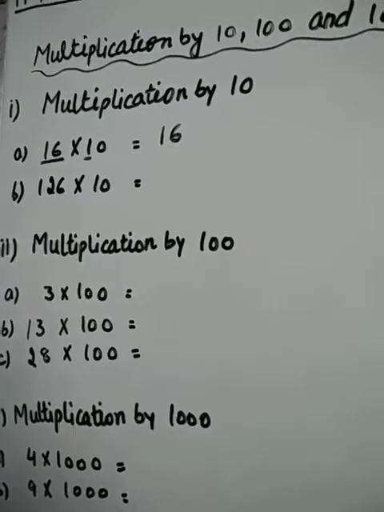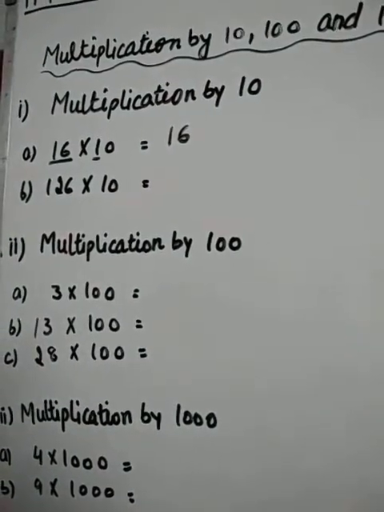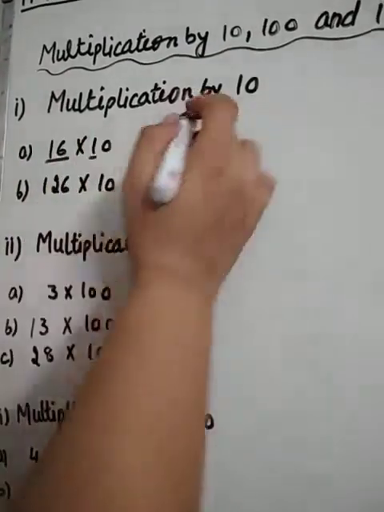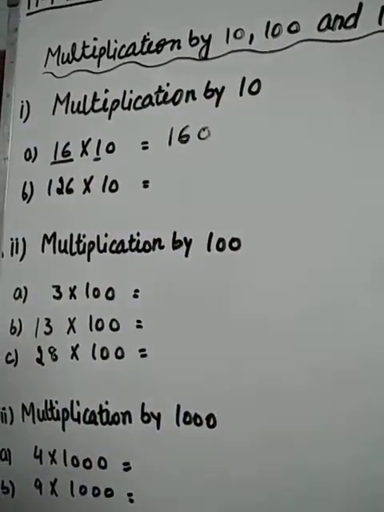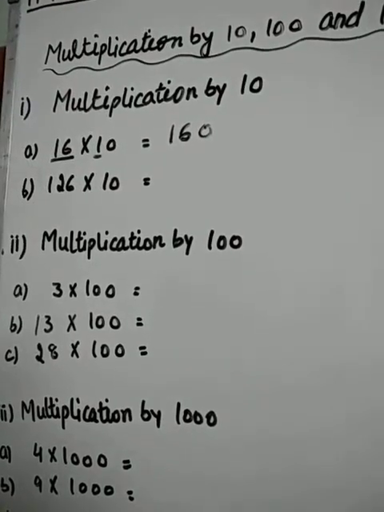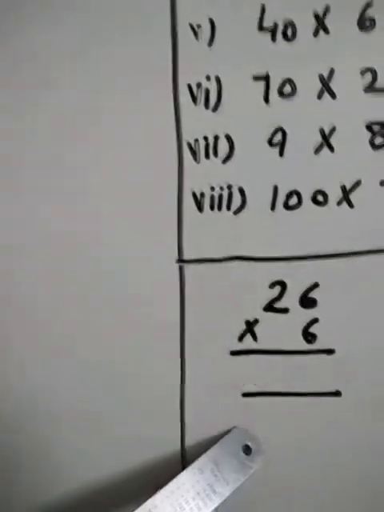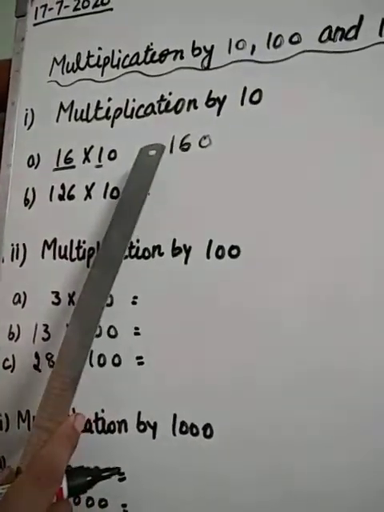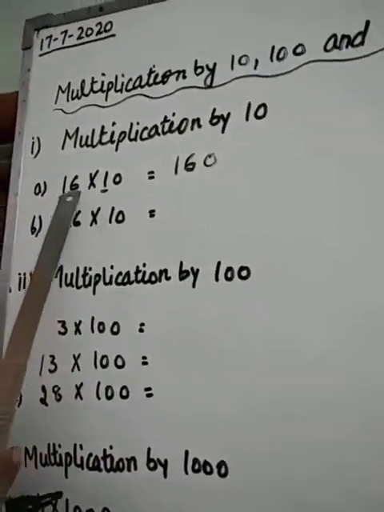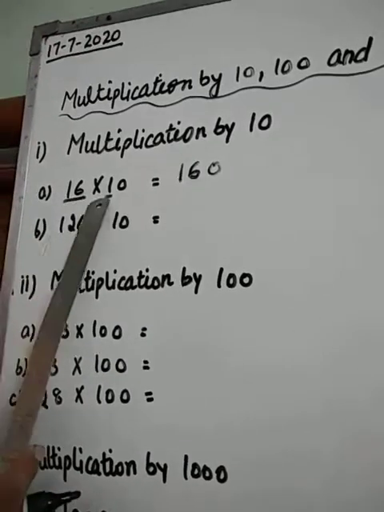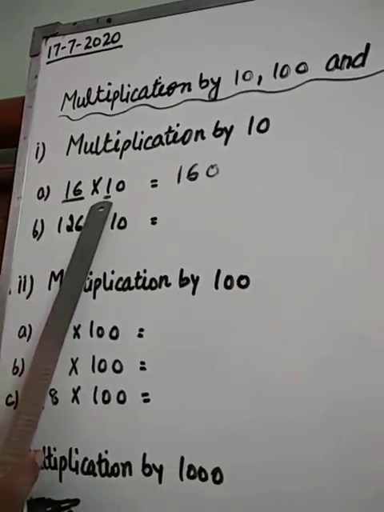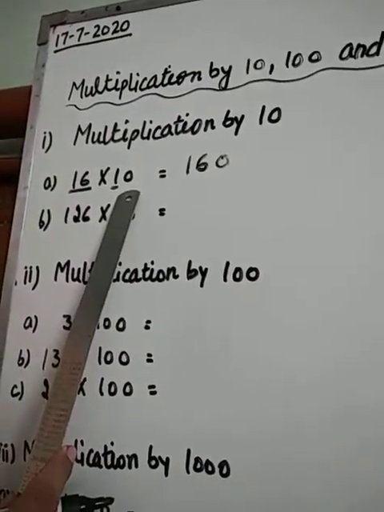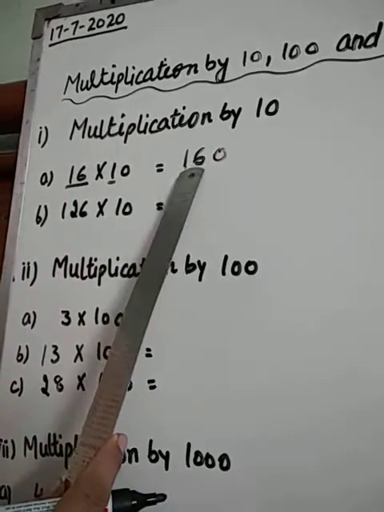If we multiply 16 by 1, the answer is 16. Now you can see how many zeros are there? Only 1 zero. So my answer will be 160. See, I have not used any method like this. I have not written the sum like this. Simply I have written the answer by a simple method. First I multiplied these two numbers, 16 multiply 1, 16 ones are 16. And how many zeros are there? Only 1. So my answer will be 160.